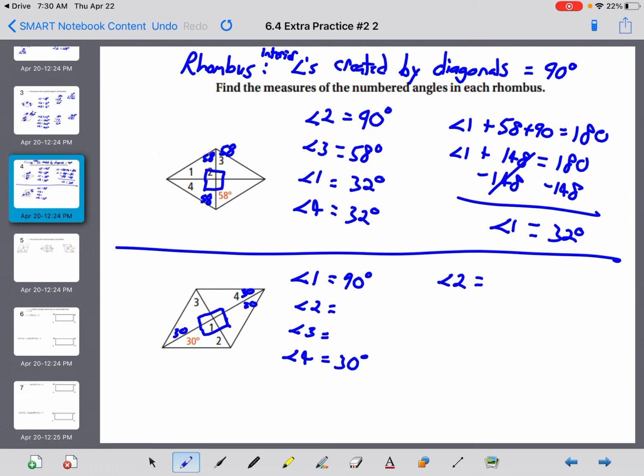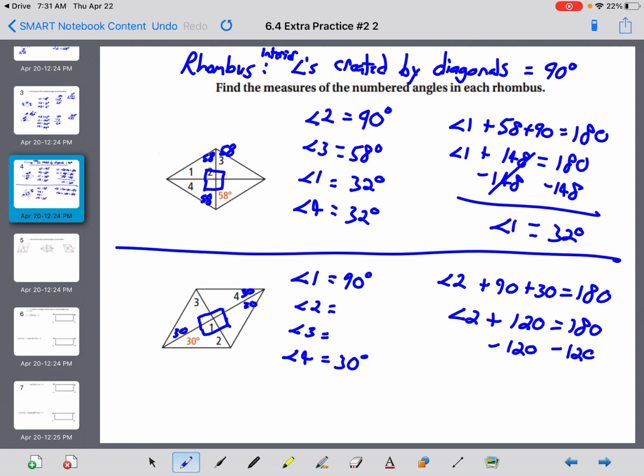Angle 2 plus 90 plus 30 equals 180. Well, 90 plus 30 makes 120. Subtract 120 on both sides, and angle 2 is equal to 60. Okay, so if angle 2 is 60 degrees, that means angle 3 is also 60 degrees.